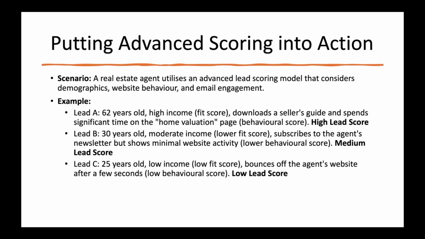Now, you can look at some advanced scoring techniques and some scenarios that will help you understand better what we're talking about here. So imagine you have three different leads: one is 62 years old, one is 30 years old, and the third is 25 years old. Now, the 62-year-old has a high income, downloads your seller's guide, and spends a significant amount of time on your website. Those two things, the income and the amount of time they spend on your website, would impact the fit score and the behavioral score respectively.